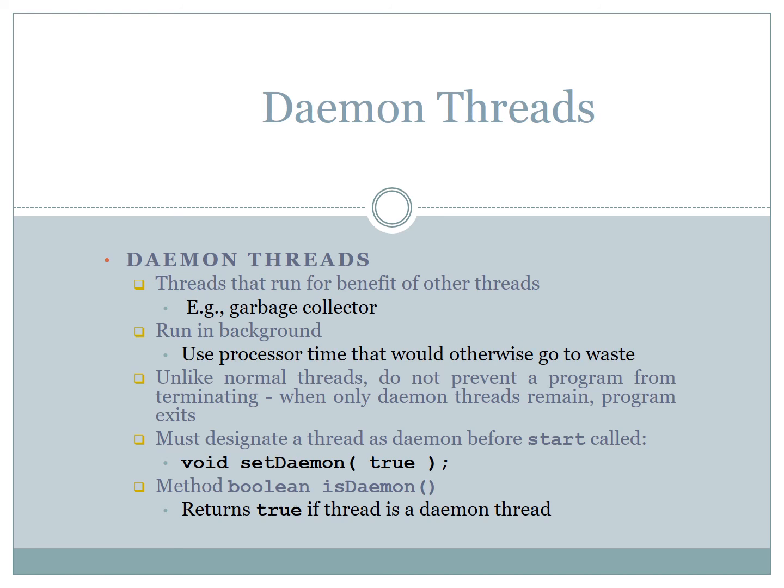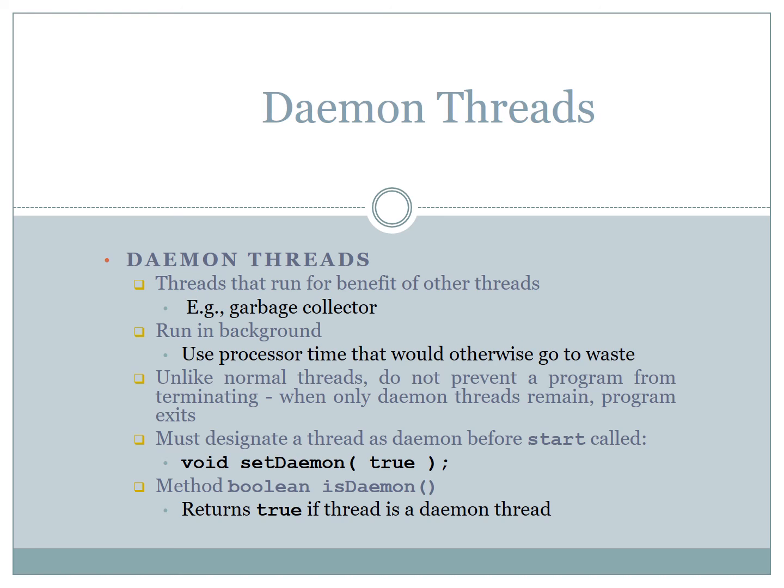Another point is daemon threads run in the background. It maximizes CPU utilization, so it uses processor time that would otherwise be wasted. Unlike normal threads, it does not prevent a program from terminating. When only daemon threads remain in the program, it can exit.